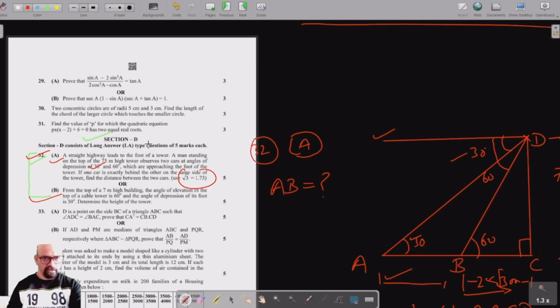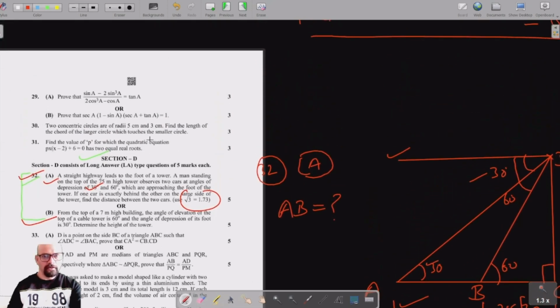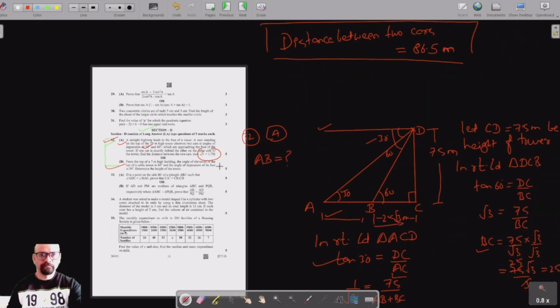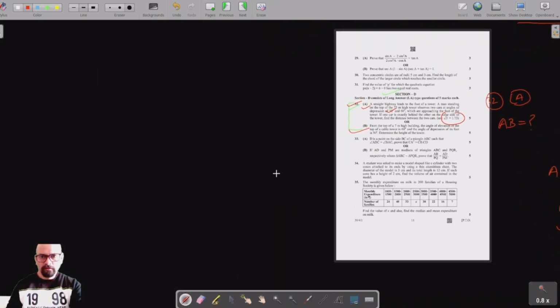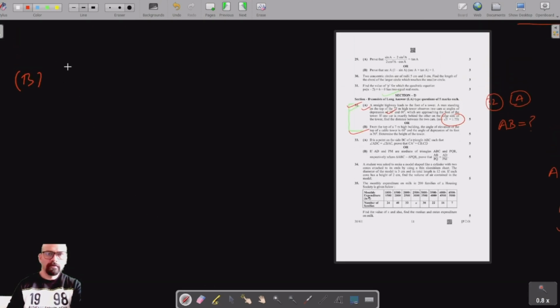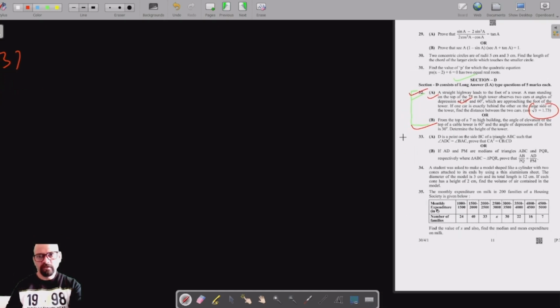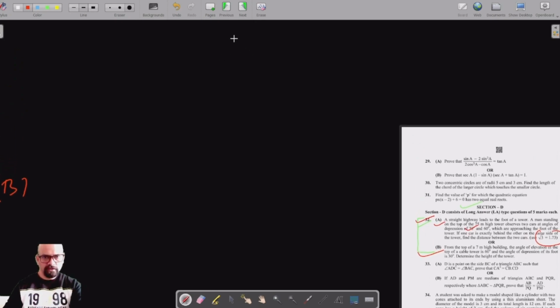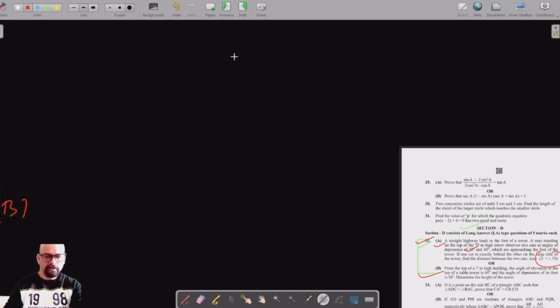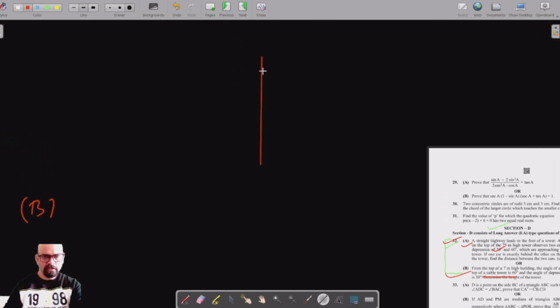For part B, it's given that from the top of a 7-meter high building, the angle of elevation of the top of a cable tower is 60 degrees. So let's say this is the 7-meter high building, and from its top, the angle of elevation of the top of a cable tower is 60 degrees.